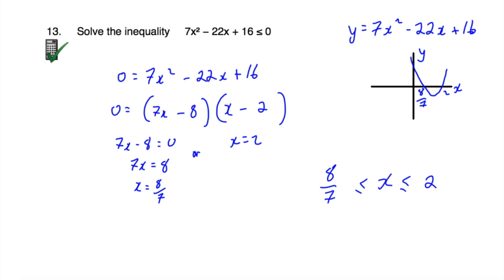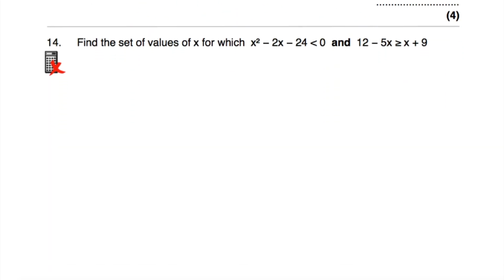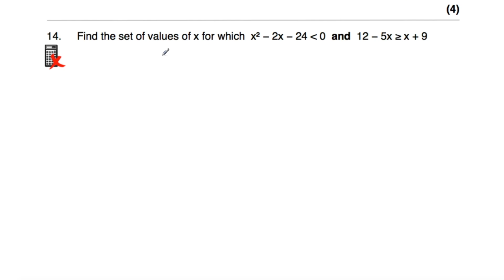Okay, let's look at our next question, question number 14. It says, find the set of values of x for which x squared minus 2x minus 24 is less than 0, and 12 minus 5x is bigger than or equal to x plus 9. What we're going to do here is solve both of these inequalities, this quadratic inequality and this linear inequality, and then draw a number line and find the values of x that would satisfy both of them.